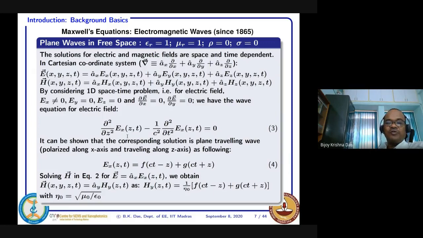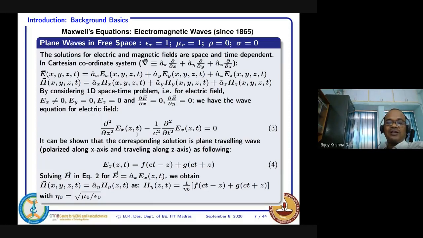You should not confuse this to mean that Ex is x dependent. No, it is a direction. It's a field direction. It varies only along z, that is our assumption, and it varies as a function of time, of course.